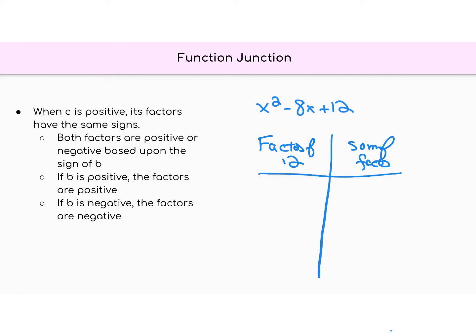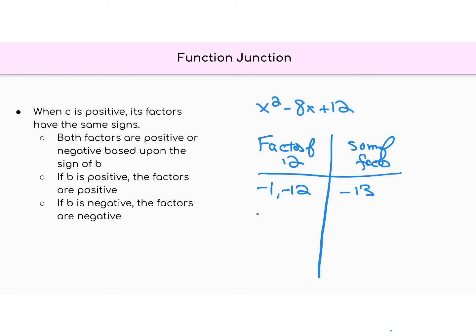So now, here's the key. Since our b term is negative, our factors have to be negative. And we know that a negative times a negative is a positive, okay? So that's how we can get our positive 12. So one of the pairs could be negative 1 and negative 12. That gives us a sum of negative 13.